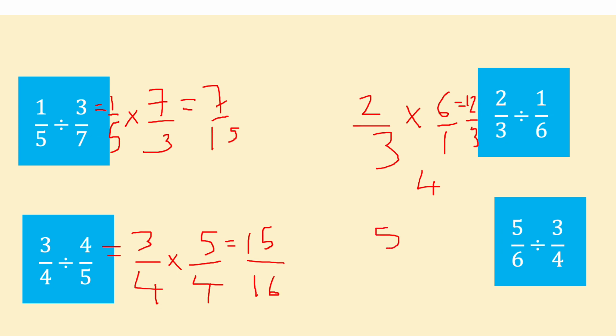And then lastly, I've got 5/6 divided by 3/4. We're working this out, keep the first fraction the same, flip the second fraction, and then change it to a times. 5 times 4 is 20. 20 out of 18 is 10 out of 9, which is 1 1/9. So that is my answer for this question.